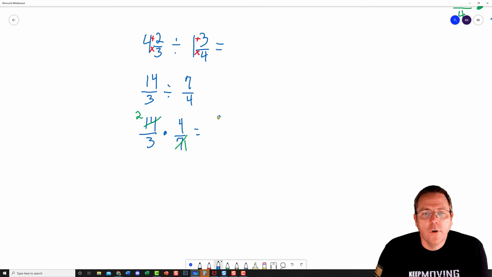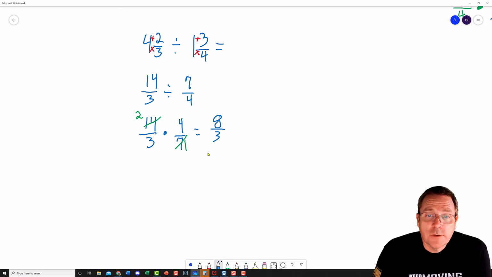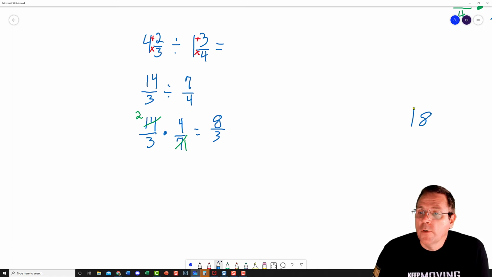2 times 4 is 8, 3 times 1 is 3. That is an improper fraction, though. We have to change our improper fraction to a mixed number. Remember to do that. Your first number goes in the house.